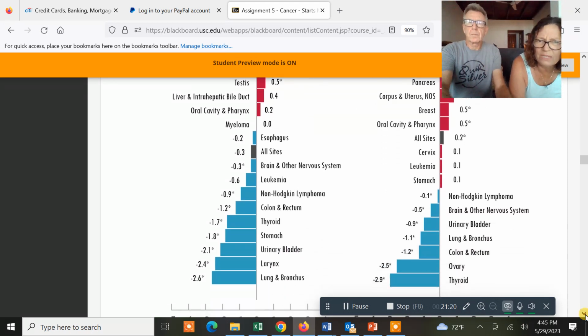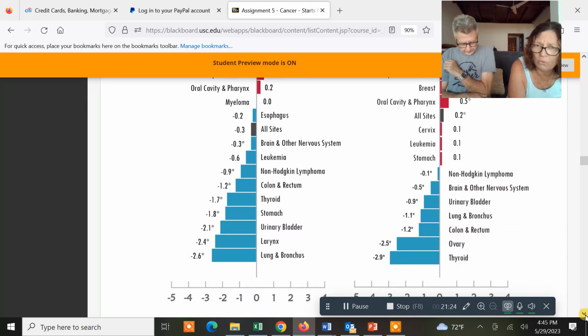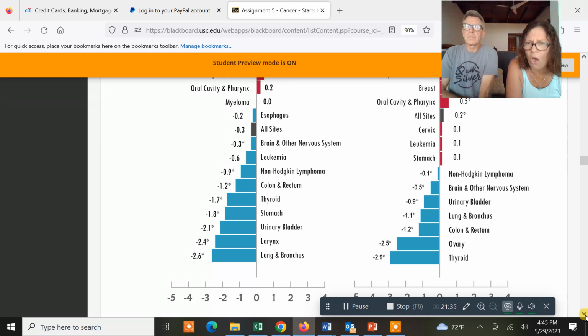And now we look at the decreases. There's a lot of decreases for men. In blue. So we're seeing lymphoma and leukemia go down, colorectal cancer, thyroid cancer, lung and bronchus, thyroid cancer for women. So this is all good news. So we're seeing some decreases that can be attributable in some cases to just better diet, better medical care, things like that.